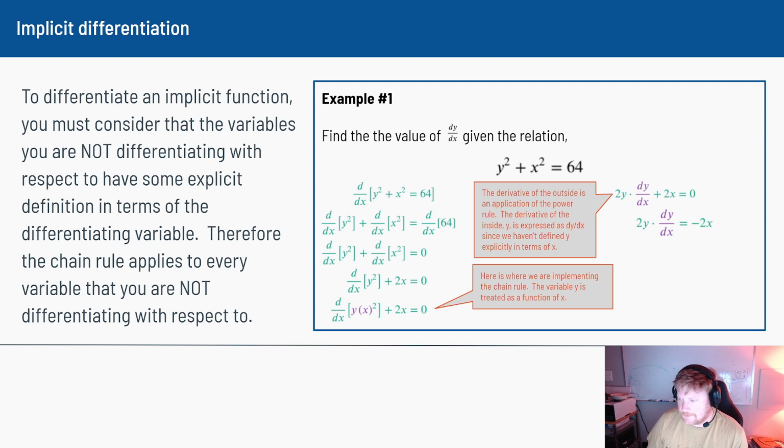Now I just have to use algebra to solve for dy/dx. So dy/dx is equal to negative x over y. And a lot of these problems where we're implicitly differentiating, our answer is going to end up having both x's and y's. It's not always the case, but a lot of the times it does.